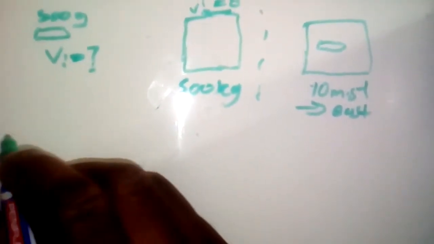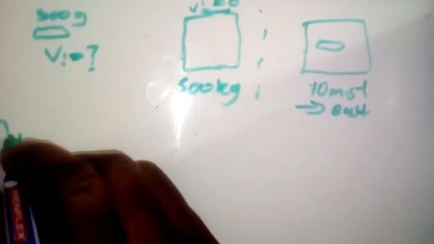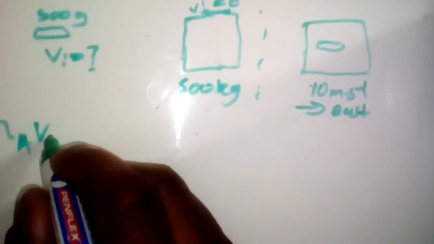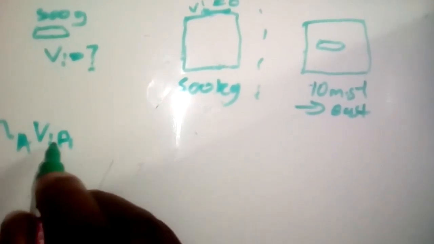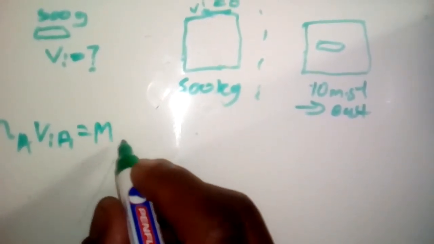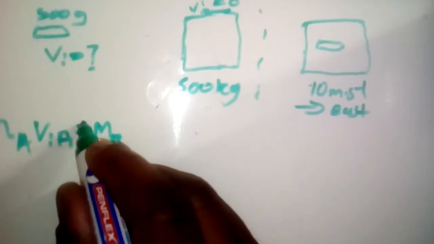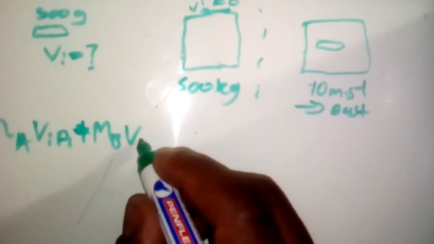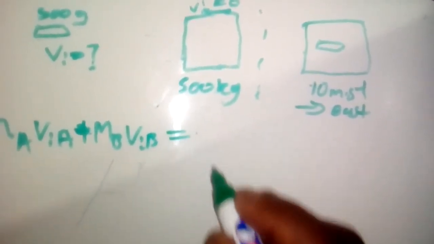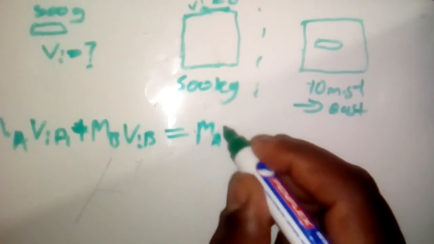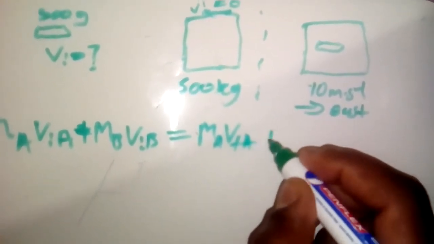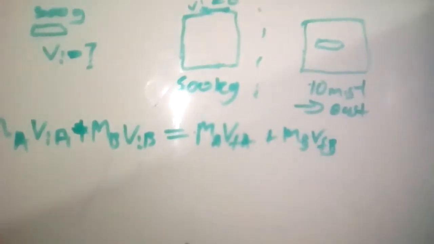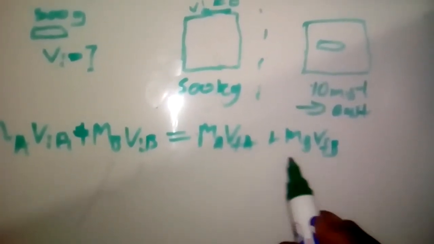So this is what you can do. You're just going to write down the formula. The mass of object A times the initial velocity of object A, plus the mass of object B times the initial velocity of object B, must equal the mass of object A times the final velocity of object A plus the mass of object B times the final velocity of object B. We can do it like this, it will still work.